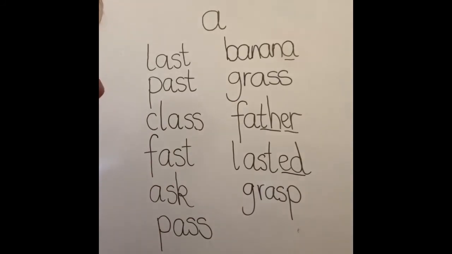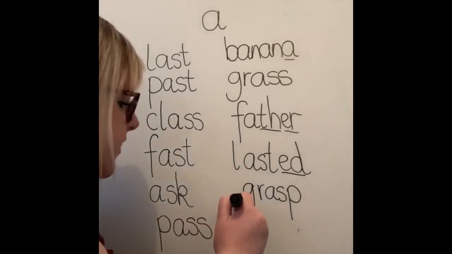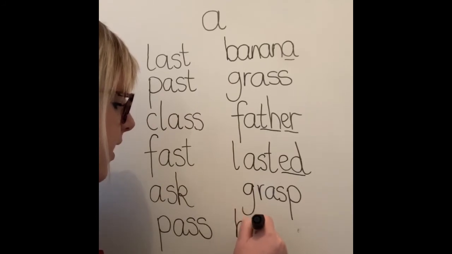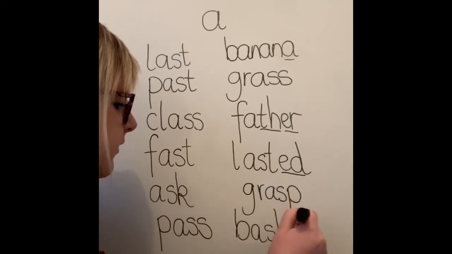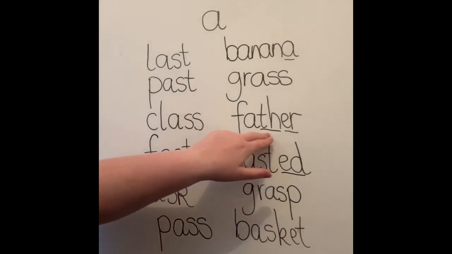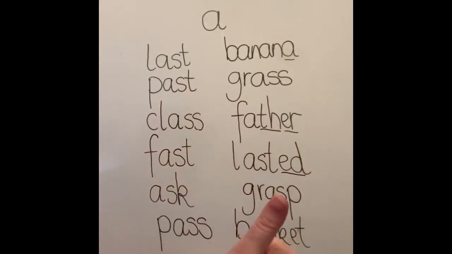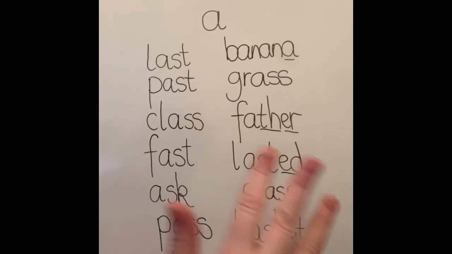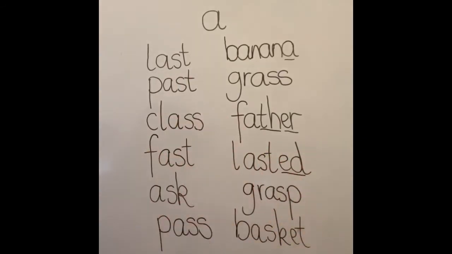Grasp. Last word for this set is b, a, s, k, et. Basket. What you could put lots of things in. What Little Red Riding Hood carries? Oh, some of these words are easy this week, having all digraphs. You don't have to remember tricky digraphs. 6 sounds in that word for each one of the letters. Basket.